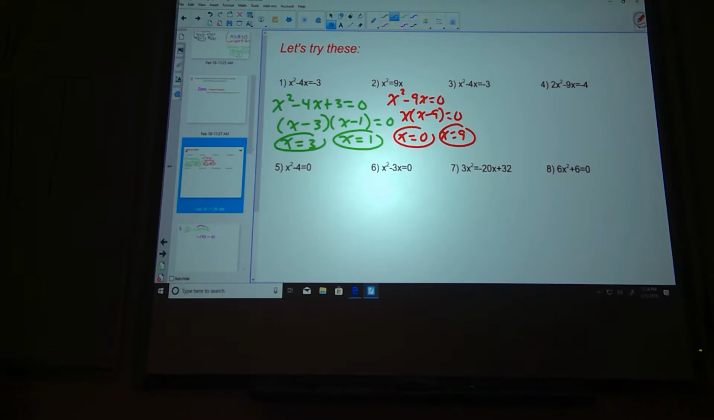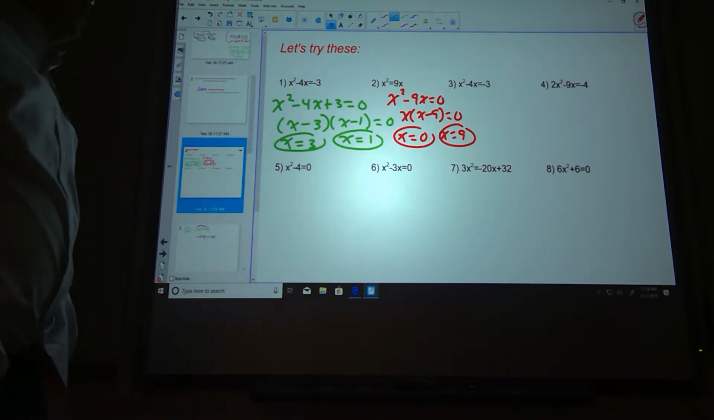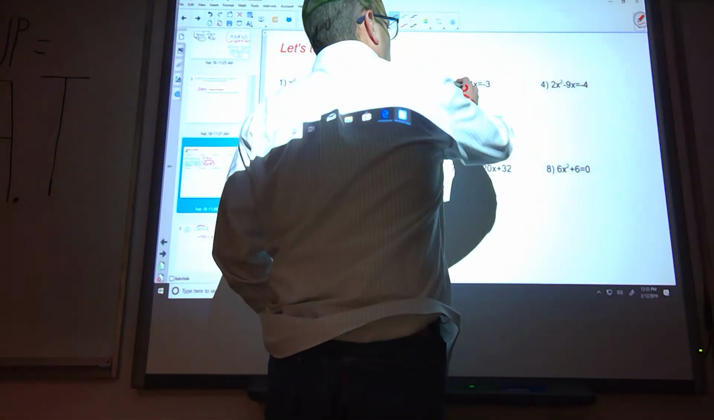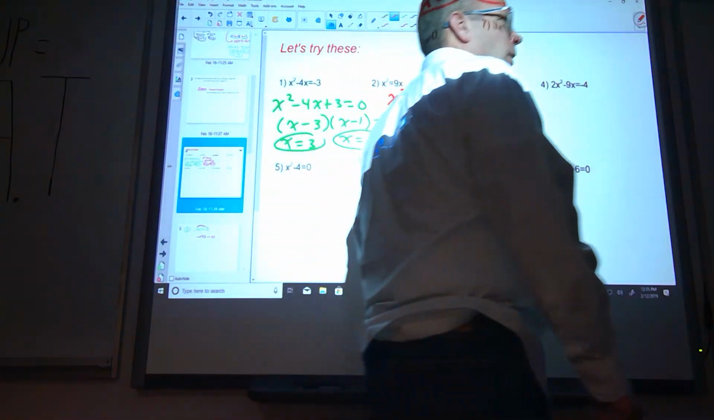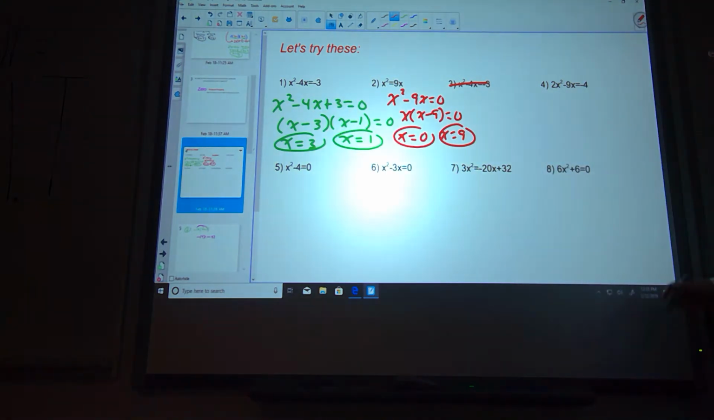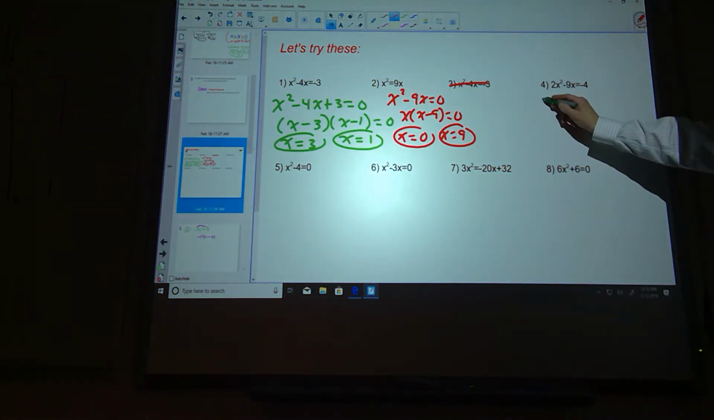Hey, is number 3 the same as number 1? Yeah. It is, so let's just skip it. Sound good? 3 and 1 are the same exact problem. So we're just going to strike through that because we've already done that one. Problem number 4.